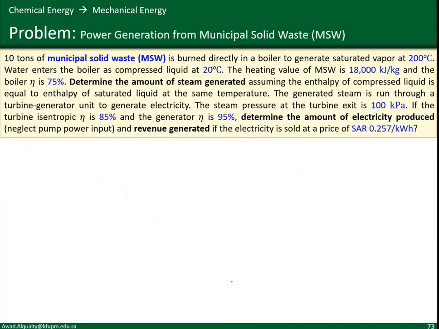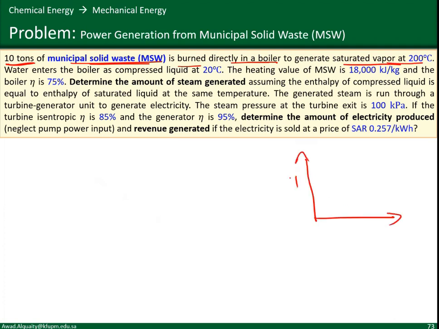Now let's move on to the third problem. This is a simplistic version of the Rankine cycle. What we are told is we're dealing with 10 tons of municipal solid waste. So this is just solid biomass, right? And we are burning it directly in a boiler to generate saturated vapor at 200 degrees Celsius.